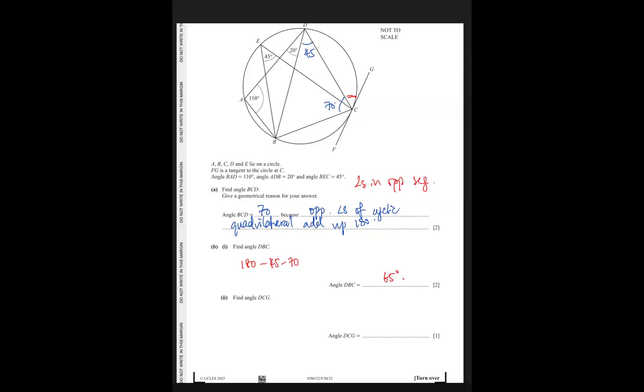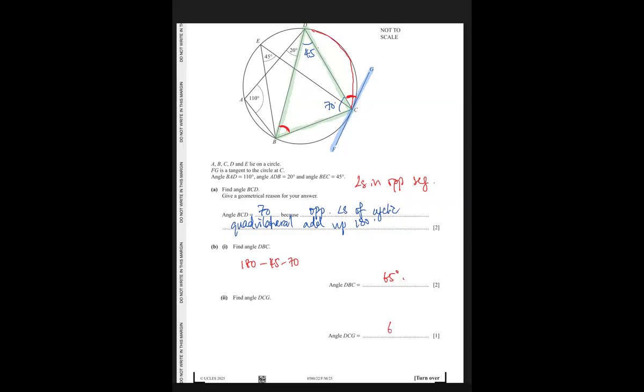Oh, alternate segment theorem. Okay, so I have a triangle here. Alternate segment theorems usually occur when you have a tangent. The trick is this angle at the circumference here will be the same as this angle here, because this angle is facing this segment, and this angle is sort of in this segment here. So these are alternate segment theorems.